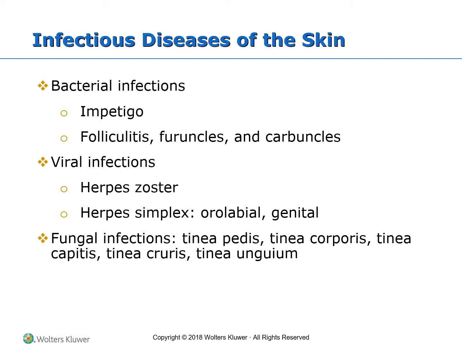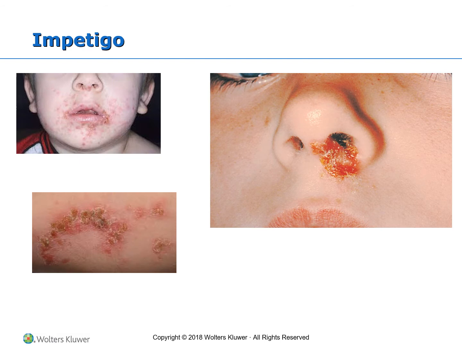There are different types of infections of the skin. They can be bacterial, viral, or fungal, and we'll go over each one of those in the following slides. Impetigo is a superficial infection of the skin. It's caused by either staphylococci, streptococci, or it can be a mixture of multiple bacteria.